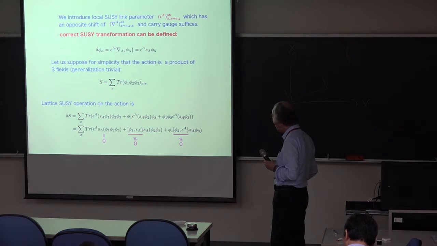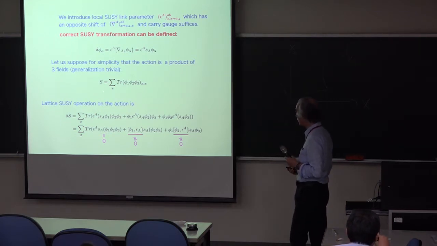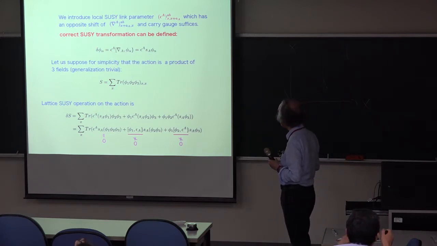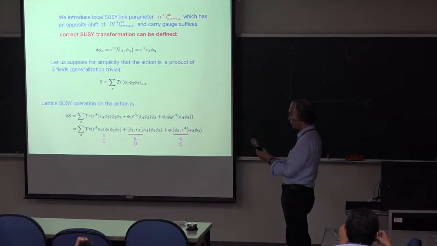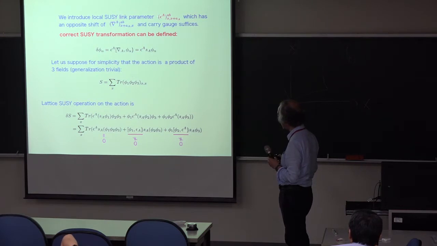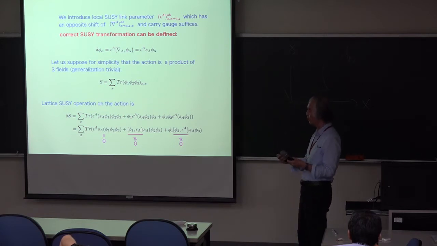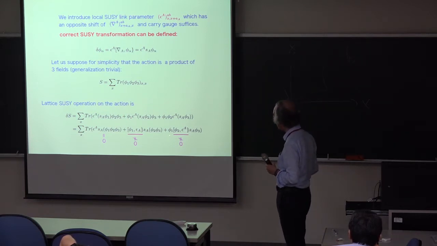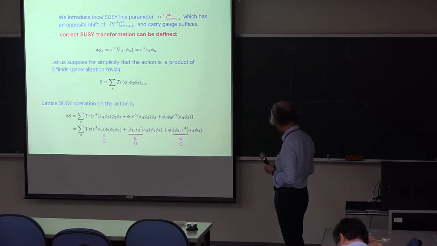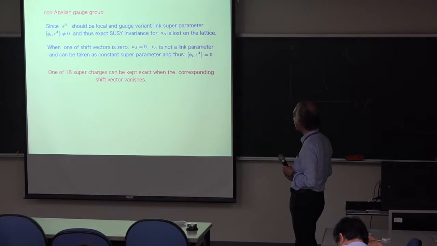This one is zero, but this one is not zero anymore because this should be gauge invariant, so epsilon should have link nature. In the continuum case, epsilon doesn't have link nature, it's completely local, so one can take epsilon A to be a constant. Therefore, this is zero. But since we have introduced the link nature, this does not vanish. And that's the origin of the SUSY breaking.